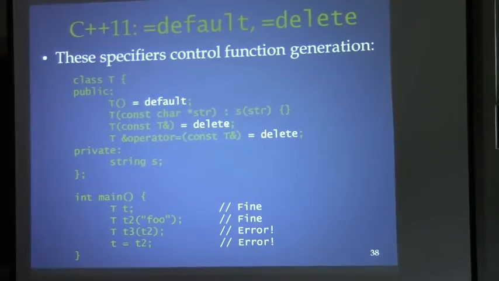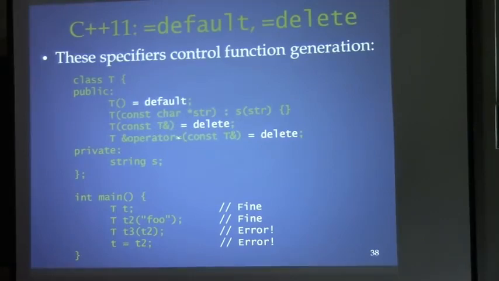You can also say = delete, which will exclude that particular function from the interface. And now the nice part is it can still be public and be deleted. So you don't have to mess with things being private, and you don't have to mess with inheritance. It just works.